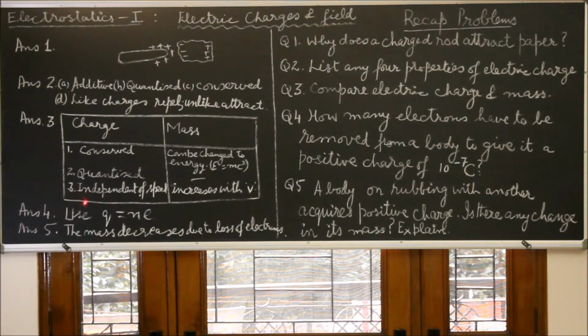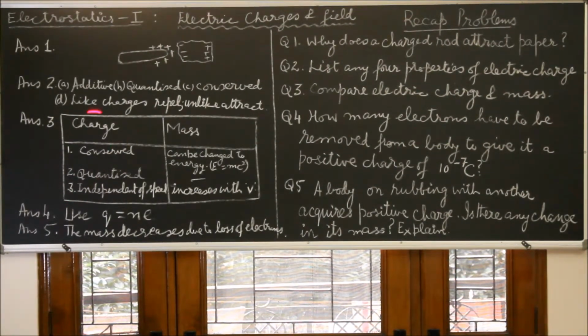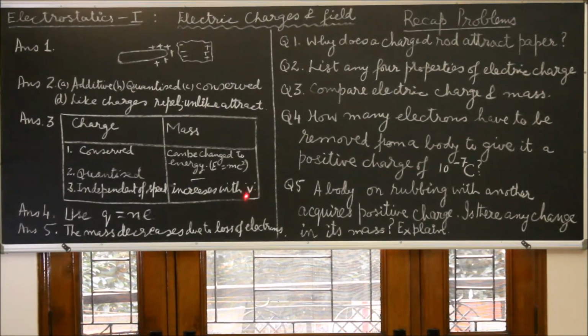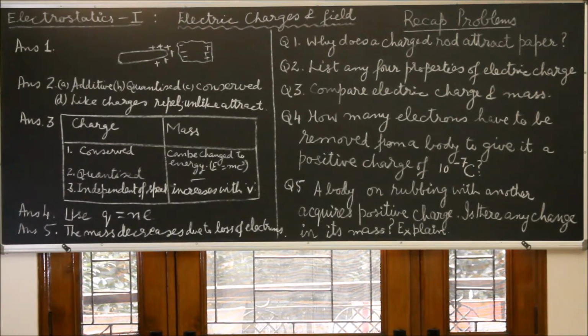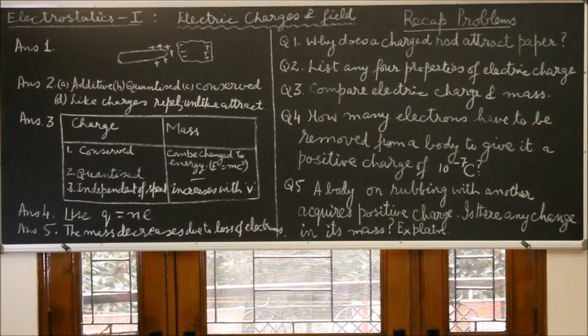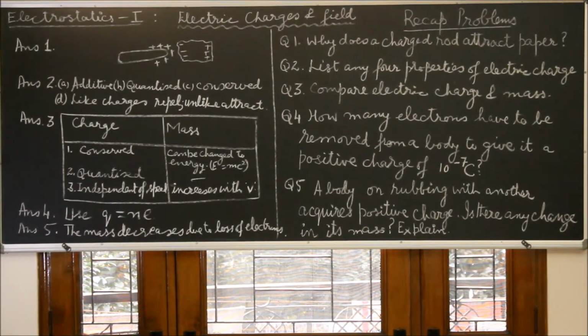Another point of difference between charge and mass is that charge is independent of speed, whereas the mass of a body increases with increase in speed. However, the speed has to be very large, close to the speed of light, for there to be a detectable change in the mass of a body. As the speed increases and approaches the speed of light, the mass of the body increases and becomes infinite when v equals c.